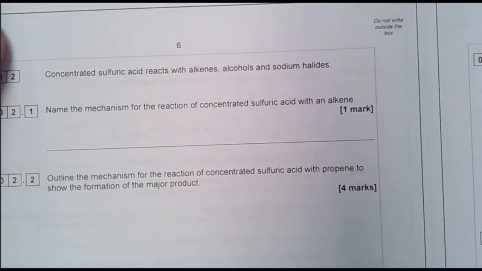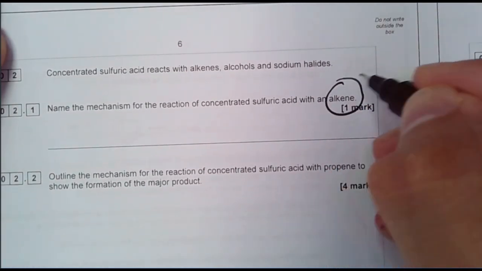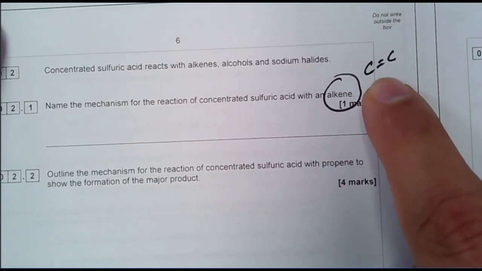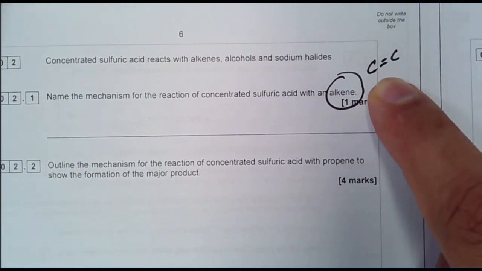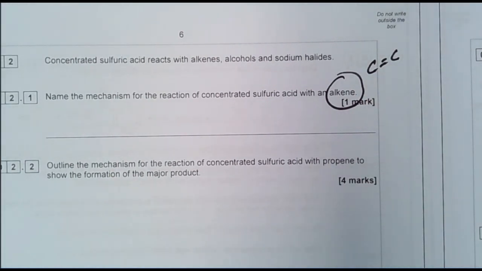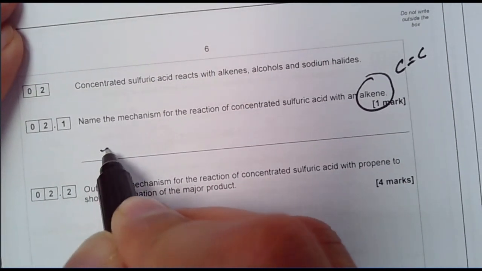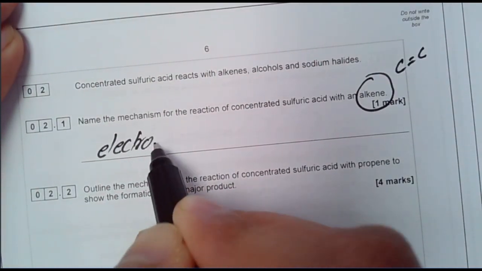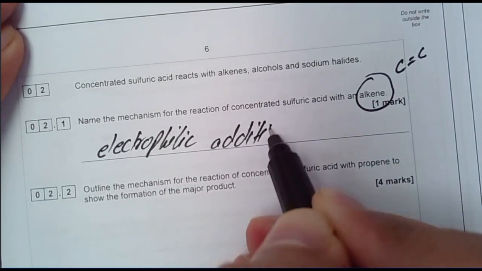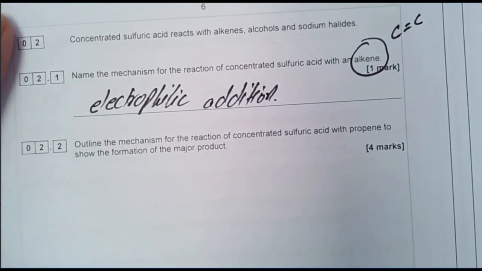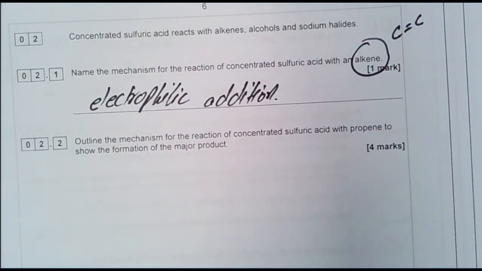Now we know alkenes have a double bond, and this is an electron rich region, so it will accept electrophiles. So it will be an electrophilic addition reaction. It says outline the mechanism of reaction of concentrated sulfuric acid with propene to show the formation of the major product.